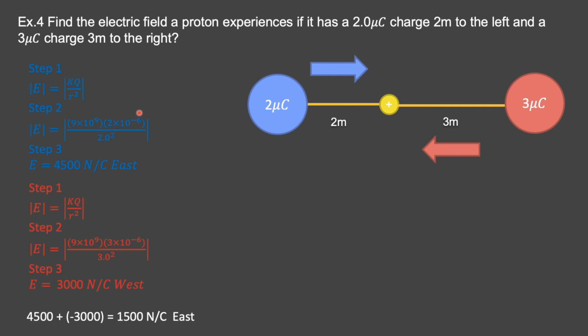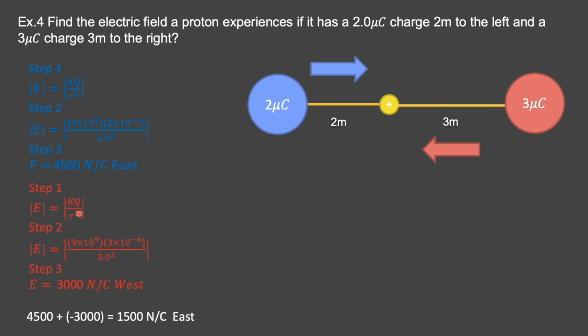We are provided information that would lead us to use this formula. So when we plug in all the values we're given, with us already knowing Coulomb's constant, and then the 2 times 10 to the negative 6 which we are given, and the 2 meters that it is away from the proton, we figure out that it will cause the proton to experience an electric field of 4,500 newtons over coulombs east.